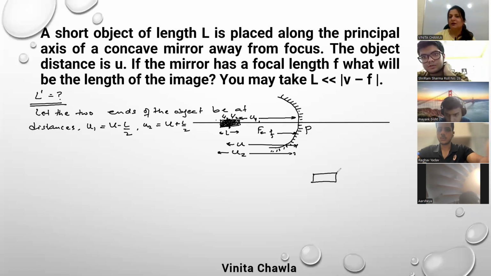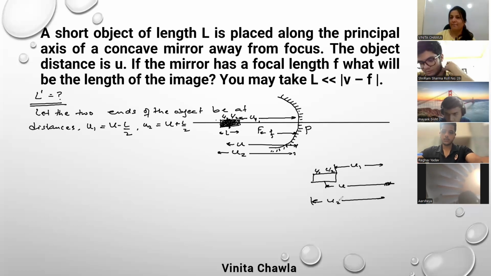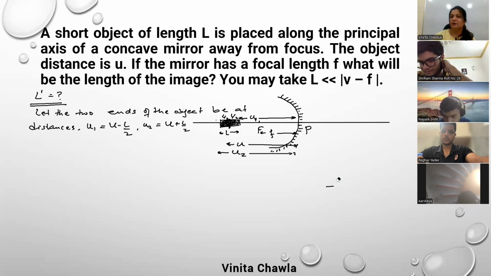जैसे ये ऑब्जेक्ट है, यहां से डिस्टेंस इसका u1 है, ठीक है? This distance is u2 and from the center it is u. Okay? तो ये आपका l by 2 है. So u minus l by 2 is u1 and u plus l by 2 is u2. We have done this. Okay? यही किया है हमने. I hope इसमें कोई डाउट नहीं है. Clear है? You can give me a thumbs up if it is clear.